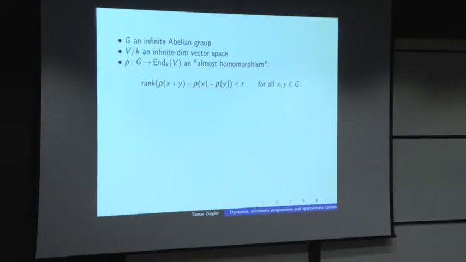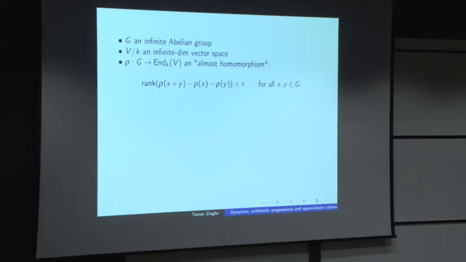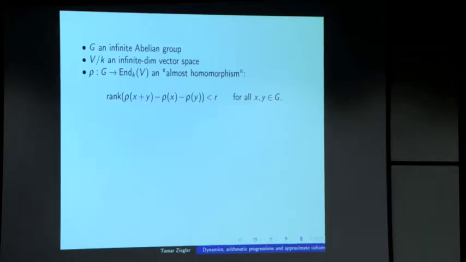So what do I mean by an almost homomorphism? I look at rho of x plus y minus rho of x minus rho of y, and the rank of this map is always bounded by some number r for all x and y. So take 17, for example. So for all x, y, the rank of rho of x plus y minus rho of x minus rho of y is smaller than 17. Okay, and so a rank of a linear map just means that the image is trapped inside some dimension r vector space.